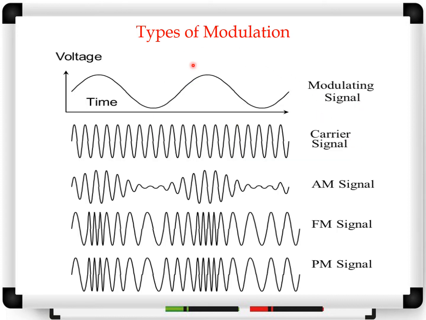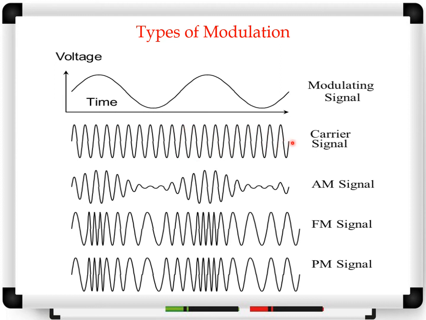In this diagram there are different signals. First is the modulating signal, second is the carrier signal, third is the amplitude modulated signal, next is the frequency modulated signal, and last is the phase modulated signal. Now if you see carefully, the first signal is the modulating signal, that is a low frequency signal. Its frequency is very low and it carries the information. The second signal is the carrier signal. The carrier signal is the additional signal, and it is a high frequency signal.